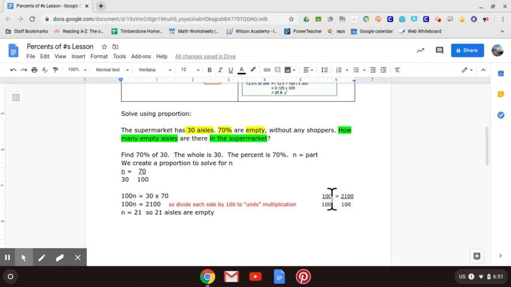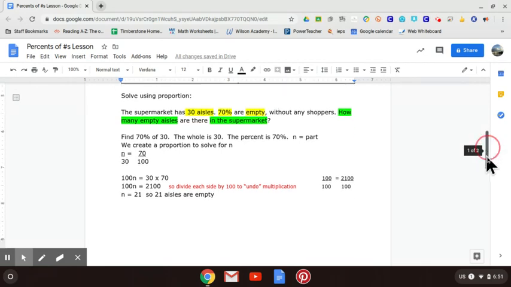And I'm so sorry, guys. I should have had an n here. So I'm going to divide that. And then I get n equals 21. So 21 aisles are empty. Okay. I'm going to show you the other way too.